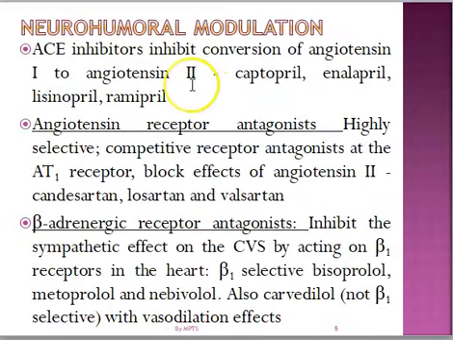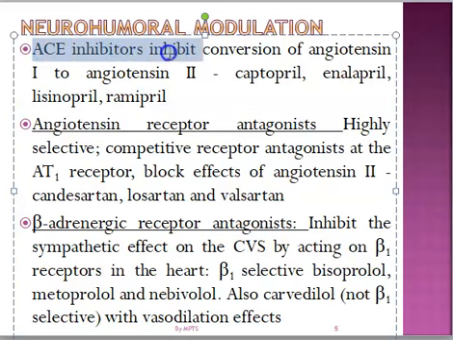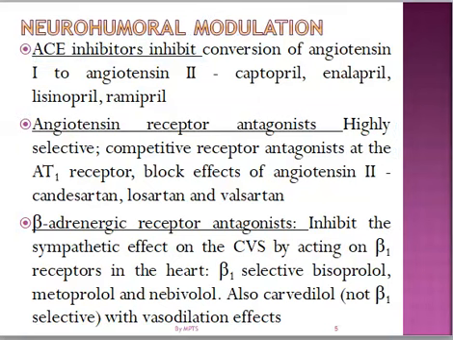Now, the others can also have neurohormonal modulation. We can have ACE inhibitors. They can also be used in heart failure. Of course, this one, we know they block the conversion of angiotensin 1 to angiotensin 2. This is a potent vasoconstrictor. Captopril and enalapril may be used. We know the side effects of these ones, I'm sure you can get them.